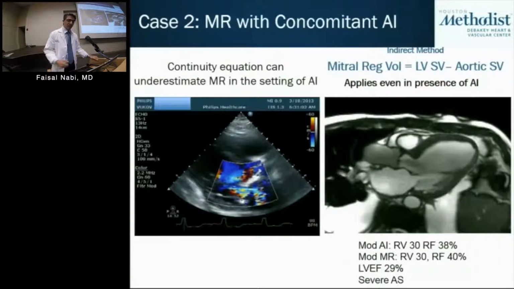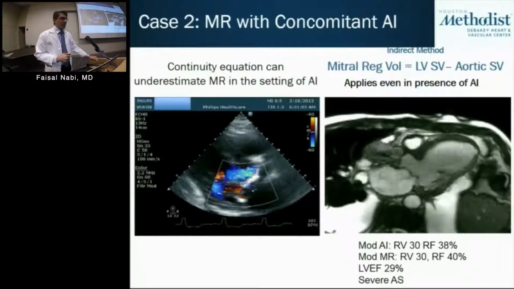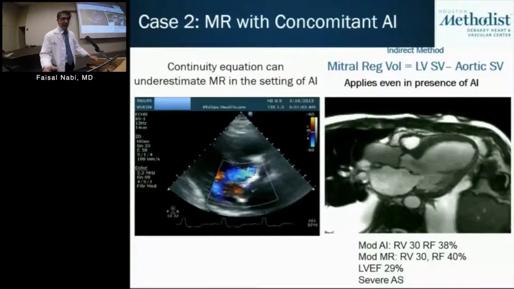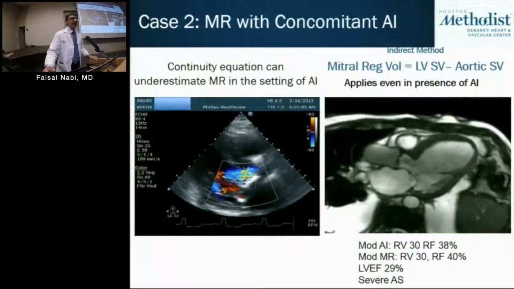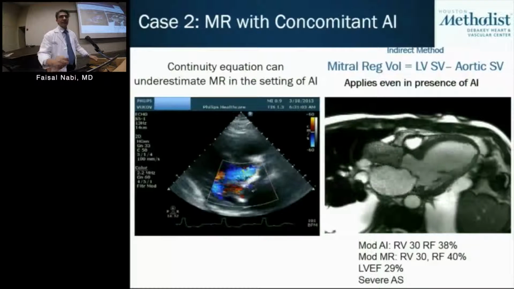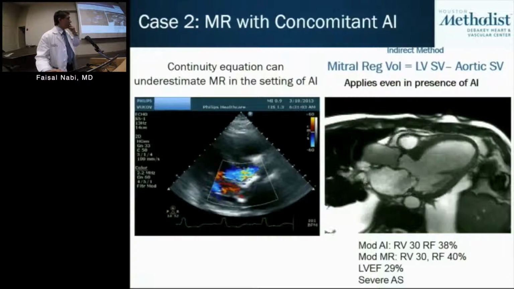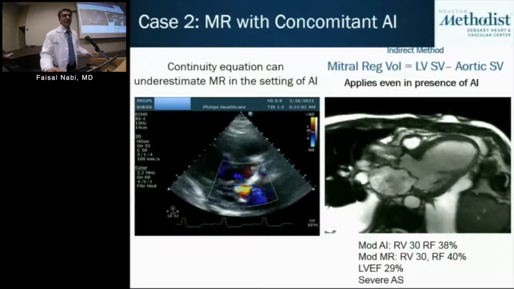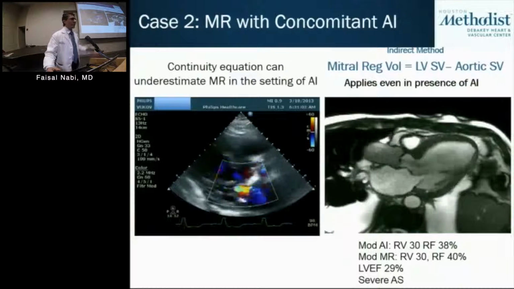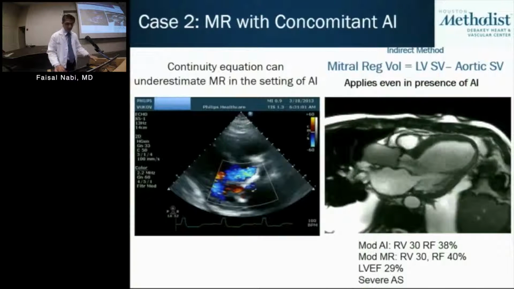The good thing with CMR is that the indirect method applies even in the presence of aortic insufficiency. And the reason is because aortic insufficiency actually contributes both to the LV stroke volume and to the aortic flow. And therefore, they cancel out each other when you subtract the two numbers.